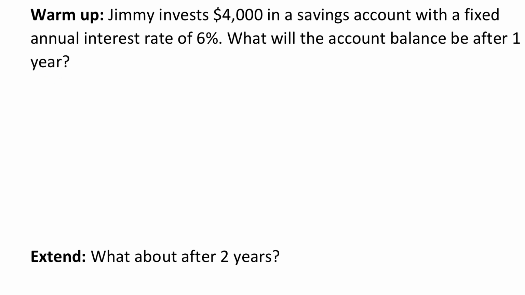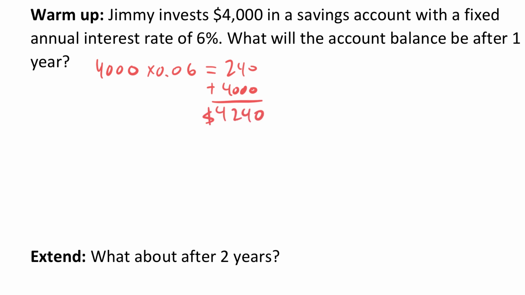Now, interest is sort of like a basic percent. You could think of it as just an increase. If you have $4,000 and you want to increase it by 6%, you could multiply it by 0.06. That's going to give you $240. And you add that back to the 4,000, giving you $4,240.